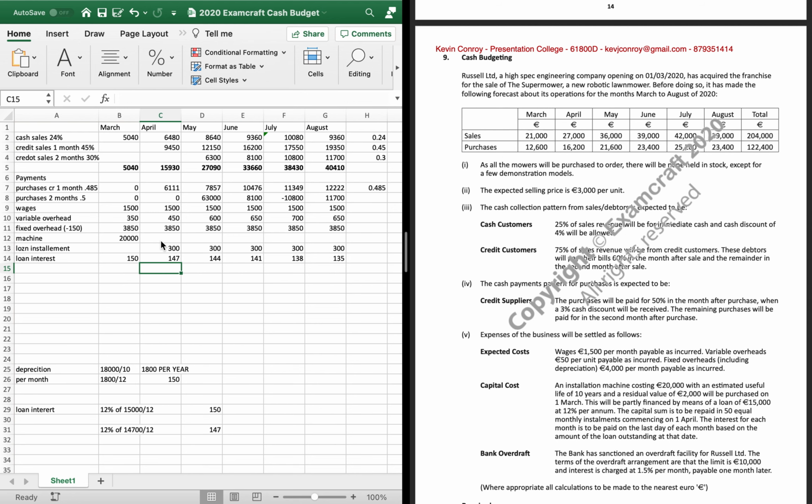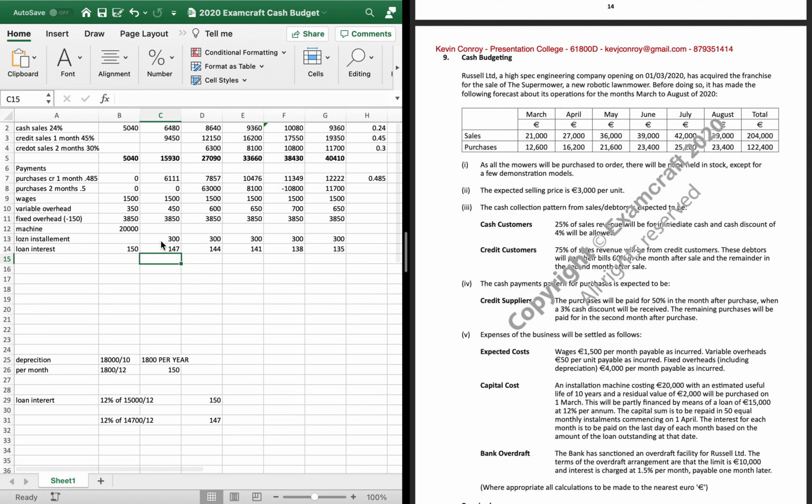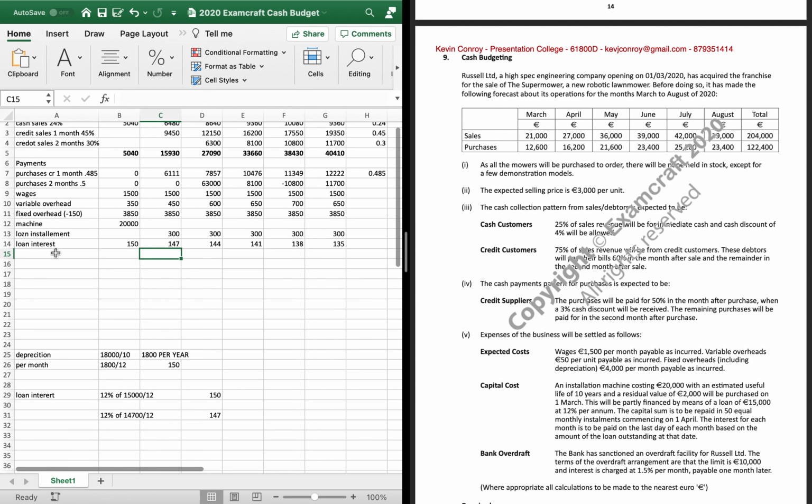So then bank overdraft. The bank has sanctioned an overdraft for Russell. The terms of the overdraft are the limit is 10,000 and the interest is charged at 1.5% per month, payable 1 month after. Now, this is interesting because we've never seen this before, but hopefully we'll be able to work this out. We can't actually work it out for a little while, because we don't know what the bank overdraft is. So the bank overdraft interest is whatever it is, right? So we have to say, well, what's the net cash?